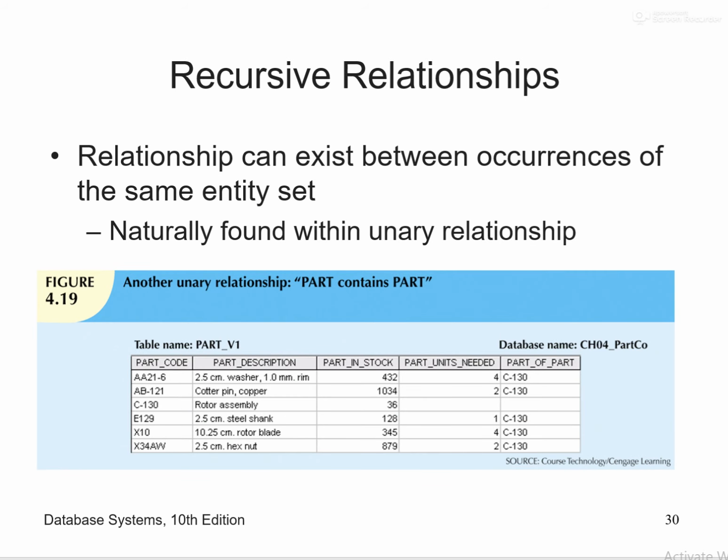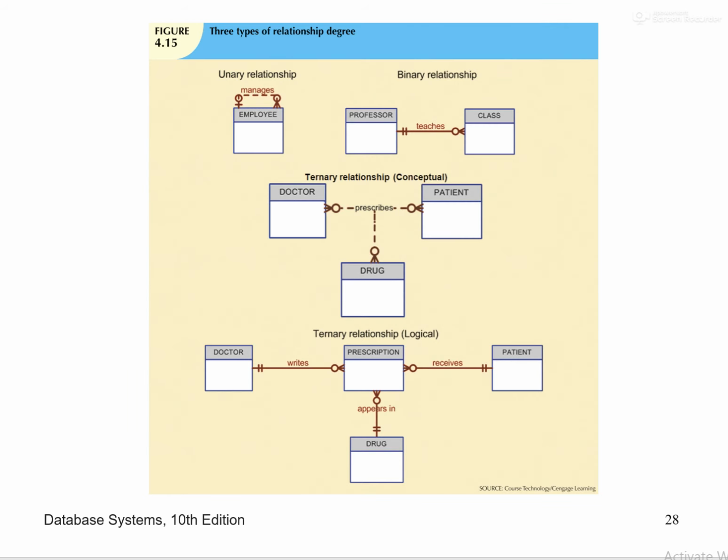Okay, a recursive relationship is one in which a relationship can exist between occurrences of the same entity set. Like we have seen unary relationships. So unary relationships are recursive relationships. Like here we have this one to many relationship of employee, that is employee manages employee. So an employee may manage many employees, and each employee is managed by one employee. So this is a unary relationship as well as a recursive relationship.